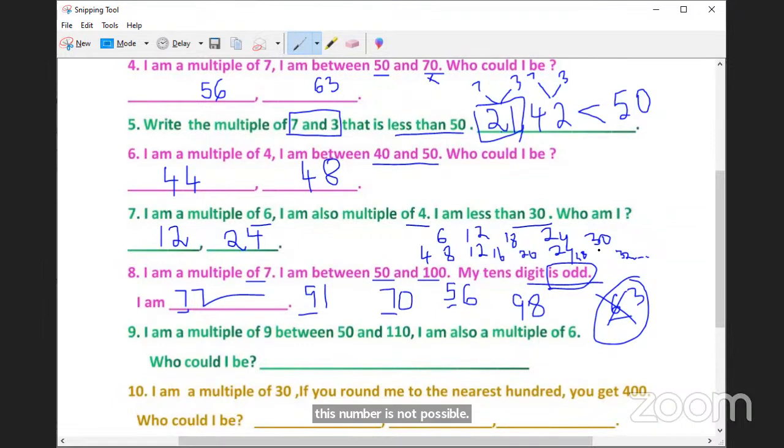98 is an odd number. The tens place is an odd number. 9 is in the tens place. 49 is not possible, it is between 50 and 100. 84 is not possible. The tens place should be an odd number. In 84, 8 is an even number, so it's not possible.